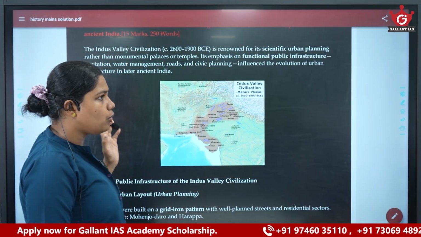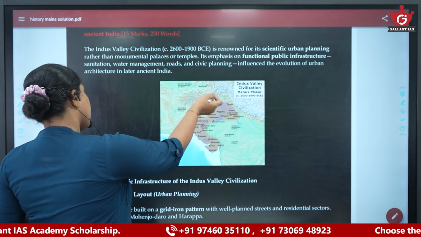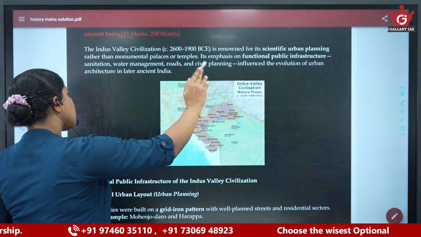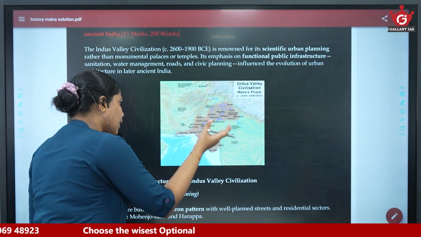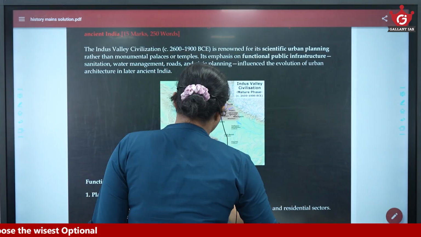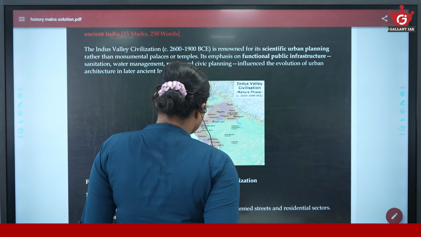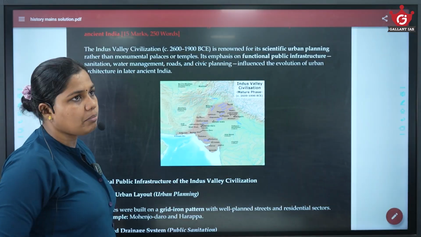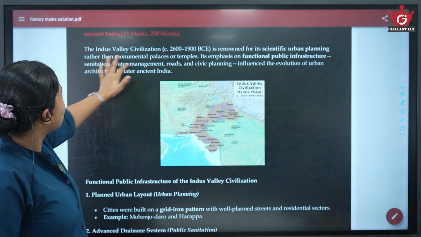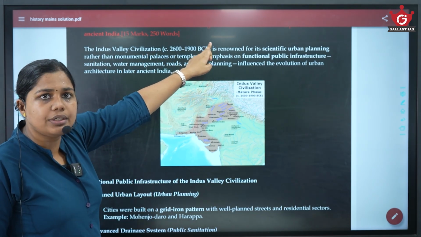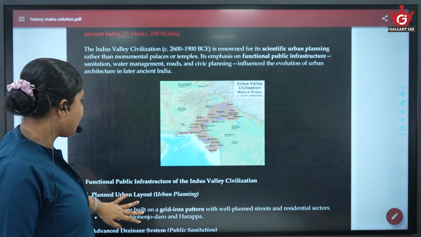So prepare a decent intro for yourself, and always try to add a map of India showing some 5 to 6 important Indus Valley sites like Mohenjo-daro, Harappa, Rakhigarhi or Chanhudaro, Dholavira, Lothal. These kinds of important sites can be mentioned in the map. Then we can try to mention the year in the introduction. That will give value to your answer.